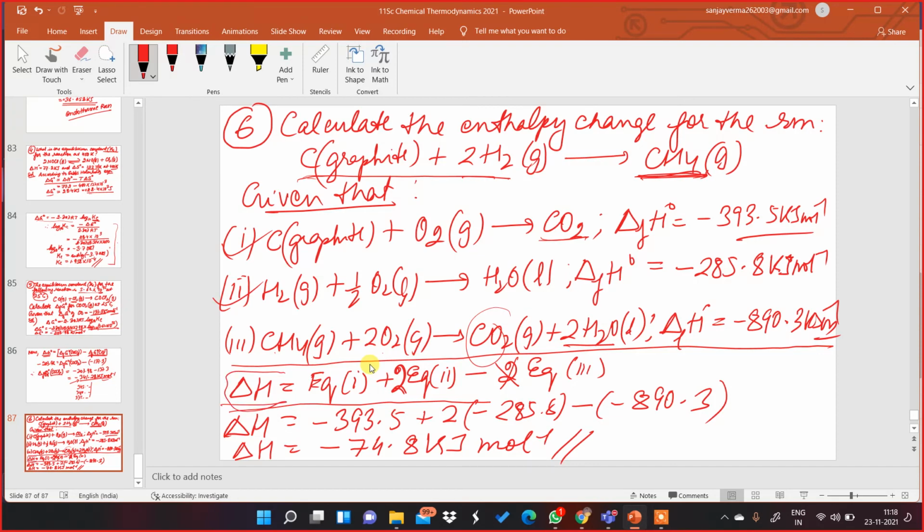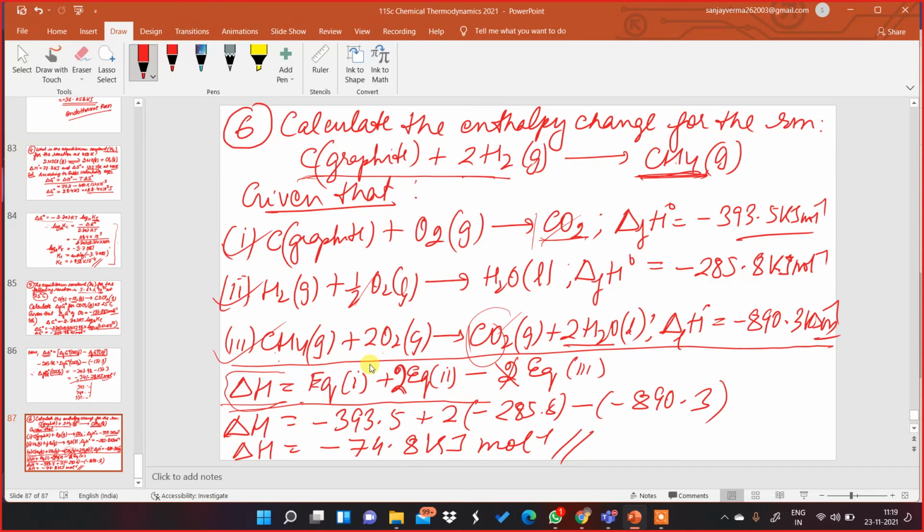To get this step, we add equation 1 plus twice equation 2 minus equation 3. In equation 3, carbon dioxide is 1, so if you subtract, it will cancel. Water will also cancel. Methane will remain, hydrogen will remain because we multiplied the equation by 2, and oxygen will also cancel because of the subtraction sign. That's how we get the answer, minus 74.8 kilojoules per mole.